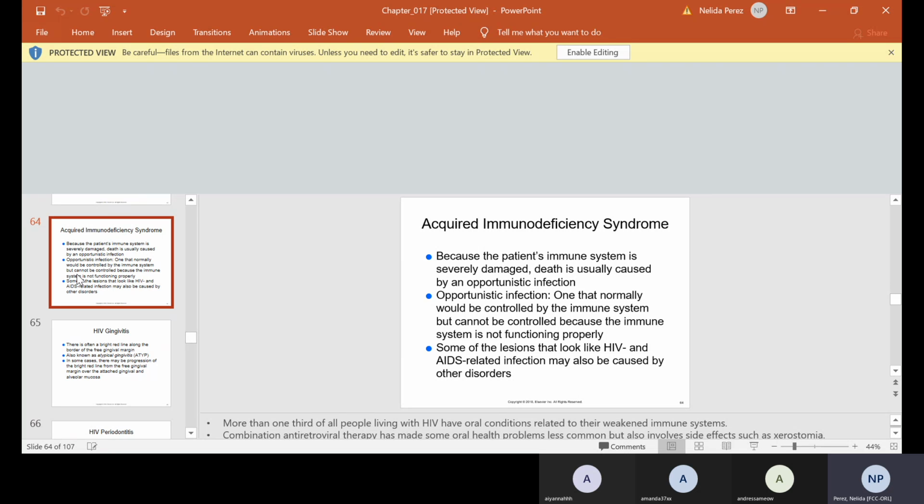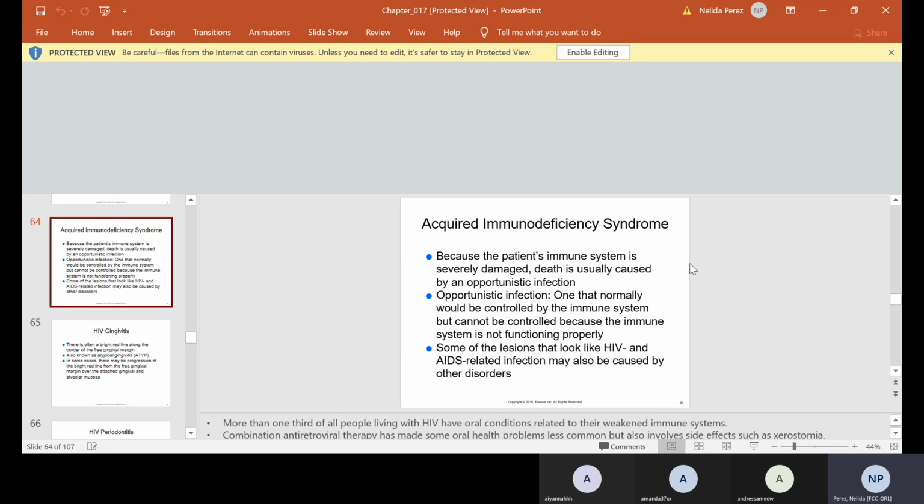Now, acquired immunodeficiency syndrome: because the patient's immune system is severely damaged, death is usually caused by an opportunistic infection. An opportunistic infection is one that normally would be controlled by the immune system but cannot be controlled because the immune system is not functioning properly. Some of the lesions that look like HIV and AIDS-related infection may also be caused by other disorders.